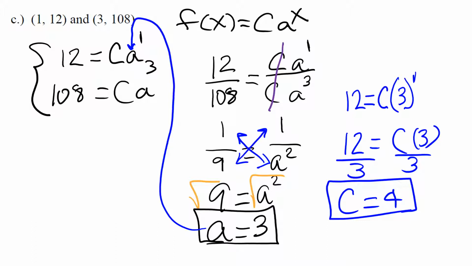You are so close to the end of this problem because you have found everything you need for a c and an a. So all you have to do is write the function f of x equals 4 times 3 to the x. What's lovely about this is these two ordered pairs create an exponential function, and here is that exponential function. You went through a process to get the c and the a to get this particular function. Let's go to the next one.